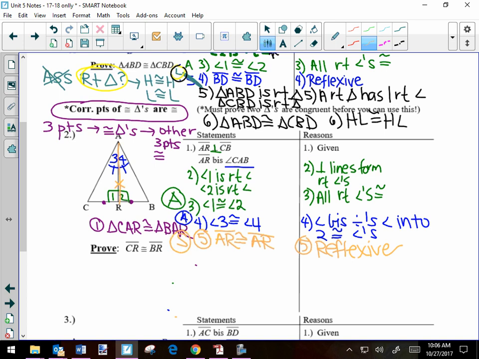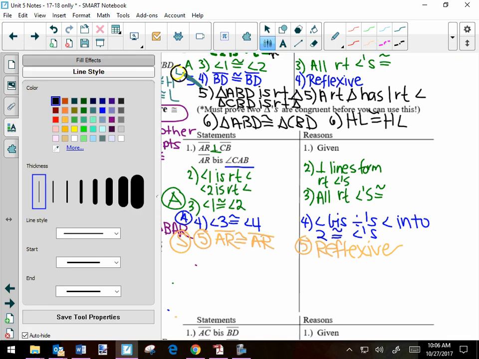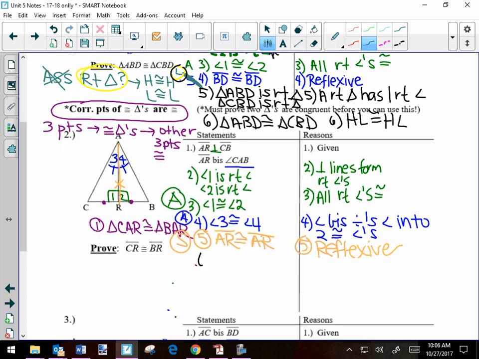I've gathered up three pieces of information. If I look at my picture, I can see that I have a side between two angles in each of those triangles. This is enough information to make my two triangles congruent to each other. So my line 6 here is going to be that the two triangles CAR and BAR are congruent to each other. And my reason, from looking at the picture and the way that it's colored, angle side angle congruent to angle side angle.